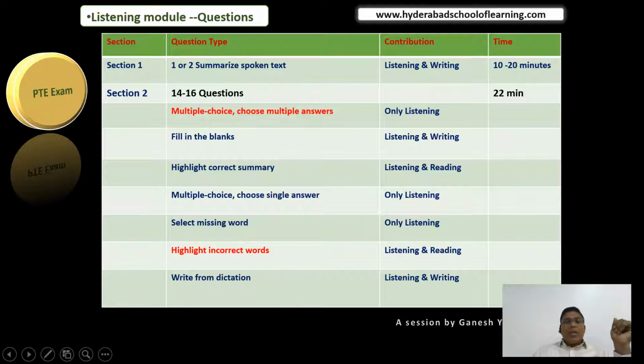If you look at section 2, the first six questions are multiple choice multiple answers, fill in the blanks, highlight correct summary, multiple choice single answers, select missing word, highlight incorrect word questions, and write from dictation, right? Write from dictation comes at the end. From the six questions, you are likely to get around two questions per question item.